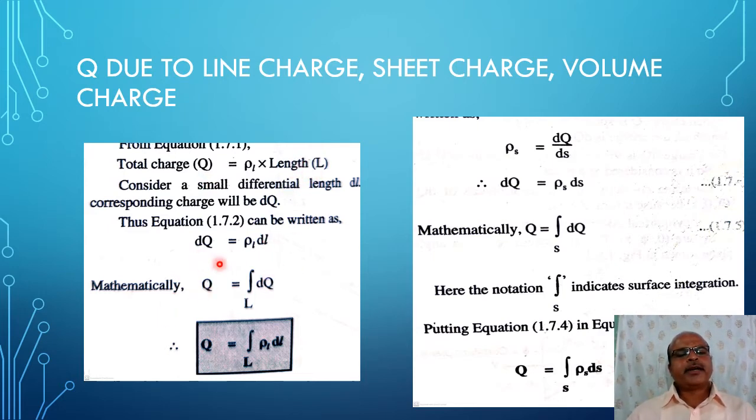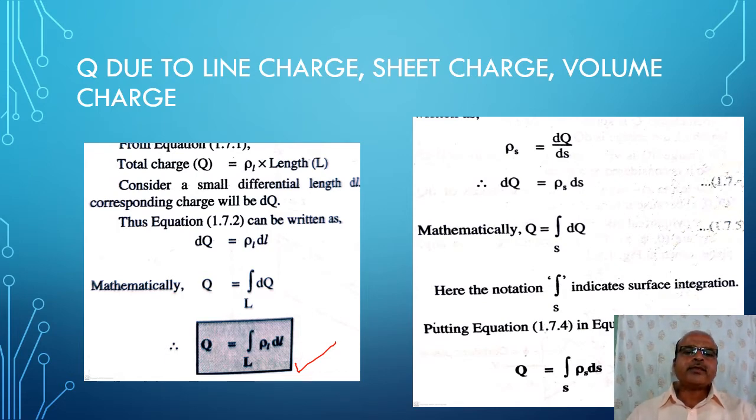Mathematically, if we take the integration, we get Q is equal to the integral of dq, that is, Q is equal to integral over L of rho L dl. L indicates a line integral. In problem solving, this formula is required if the line charge is given and we have to find the point charge. If the problem is given in the Cartesian coordinate system, we have to take the differential length in Cartesian. If it is given in the cylindrical coordinate system, we have to take the differential length in cylindrical.